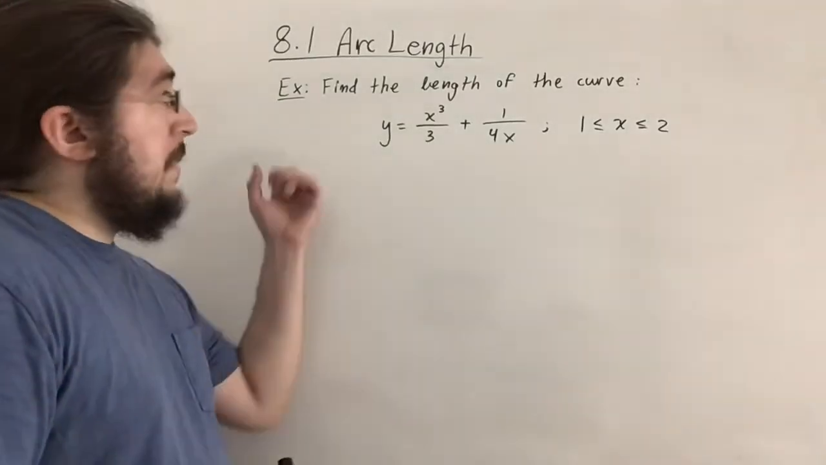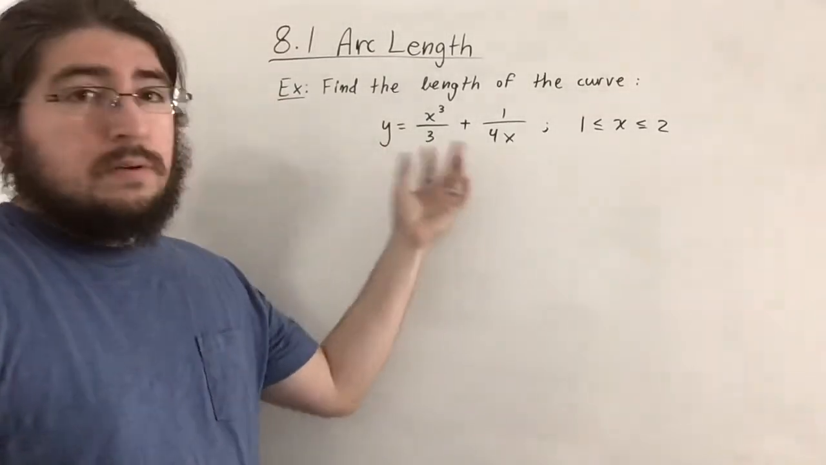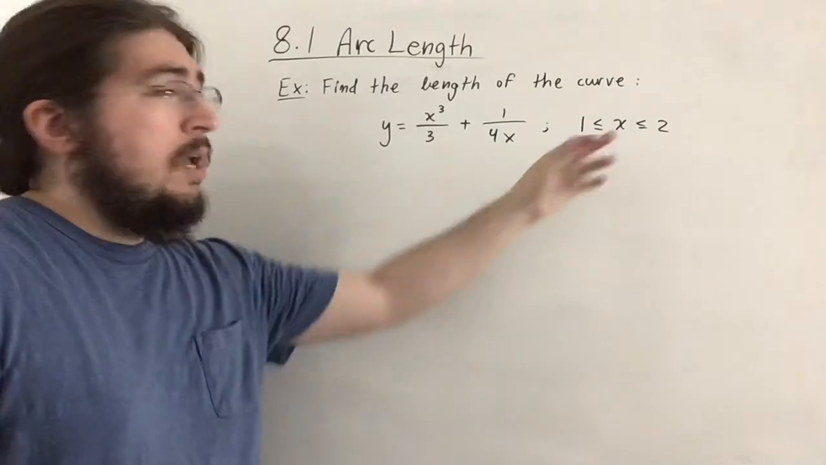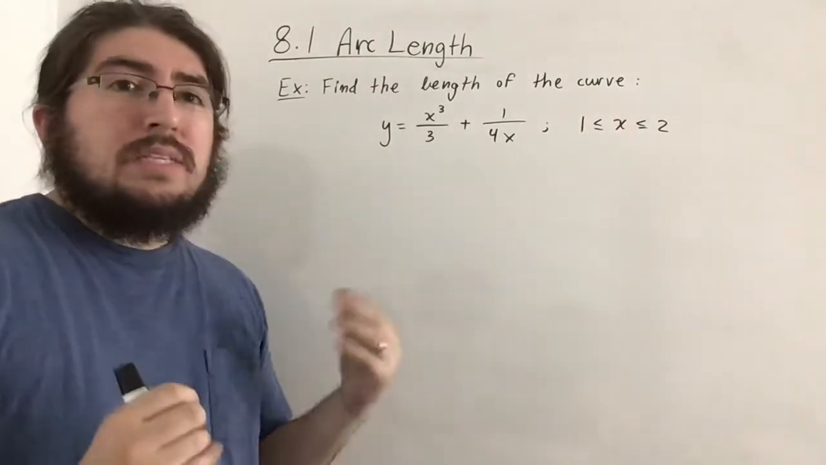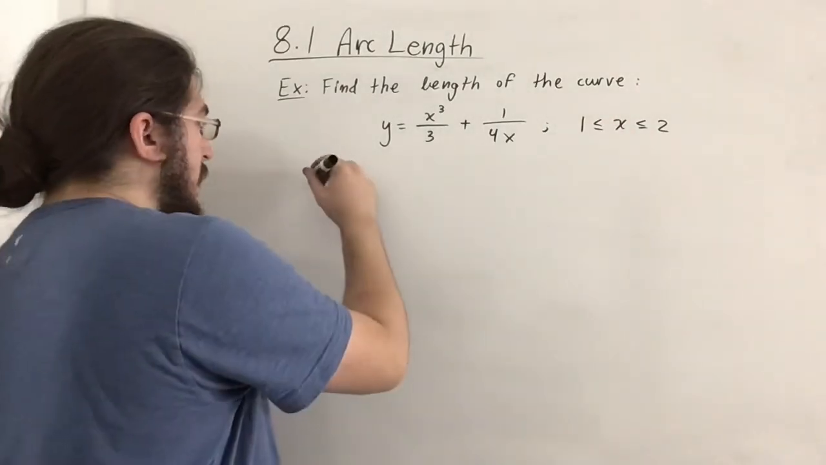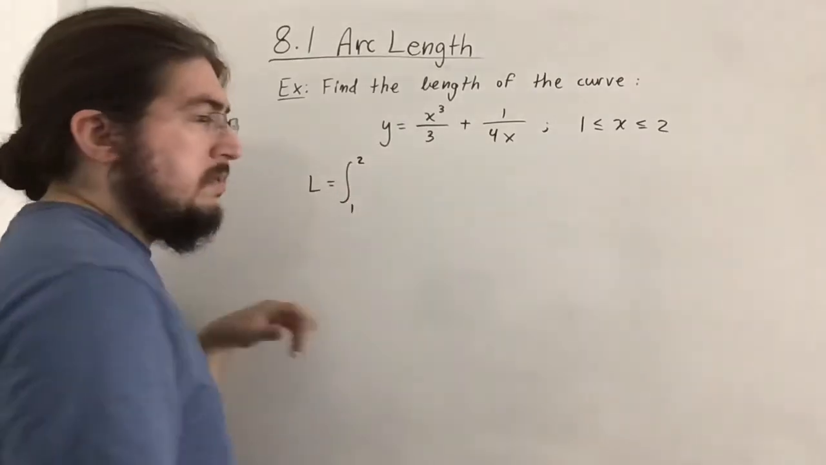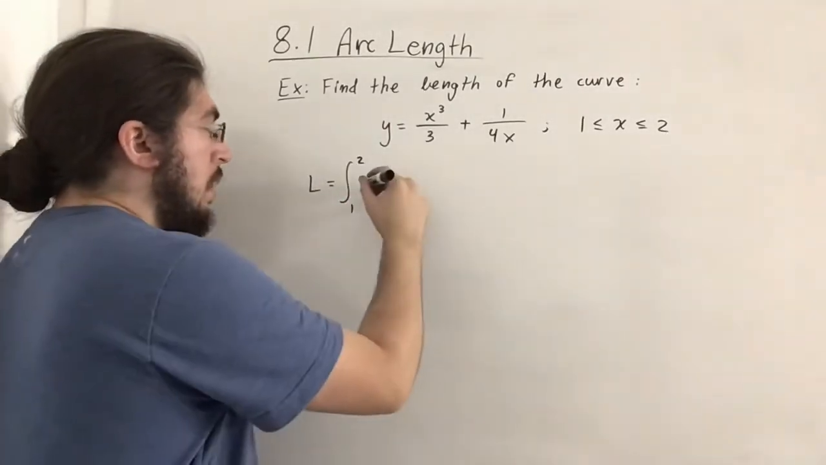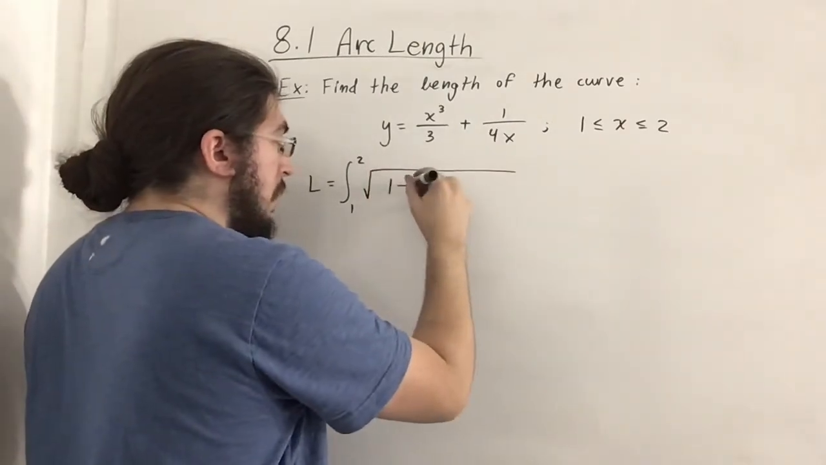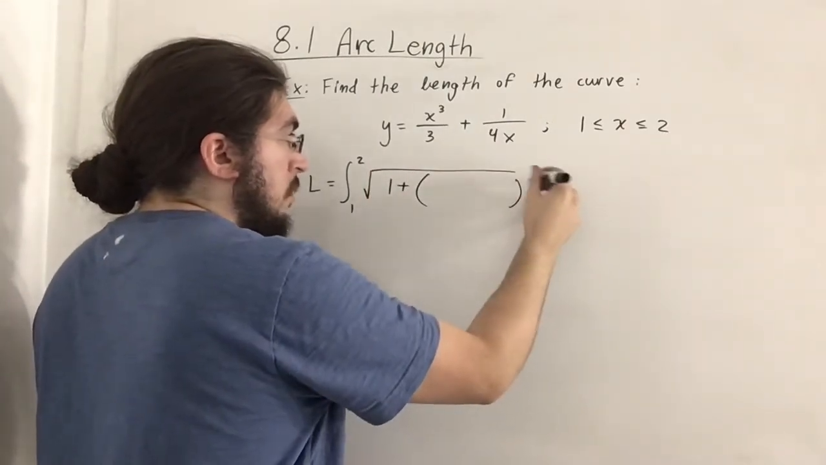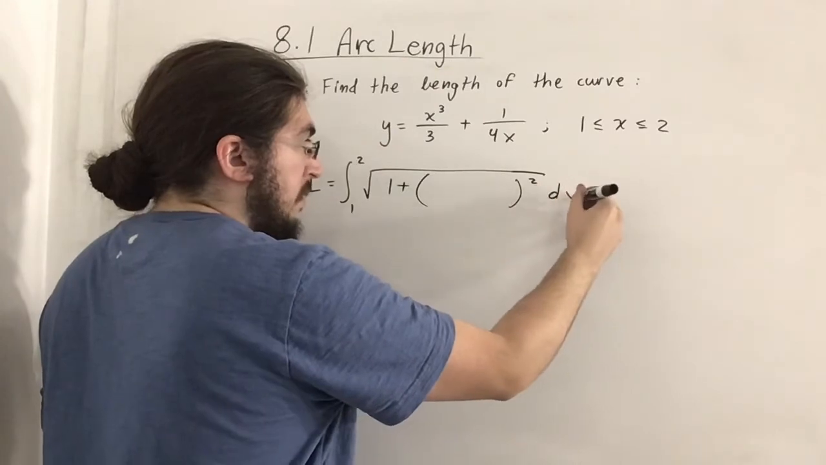All right, so for this example, we want to find the length of the curve y equals this expression in terms of x, where x is between 1 and 2. So the setup is fairly straightforward. Remember that the length, again, is just the integral between our restriction values, so those are our limits, 1 to 2, of the square root of 1 plus something squared, where that something is the derivative of our function.